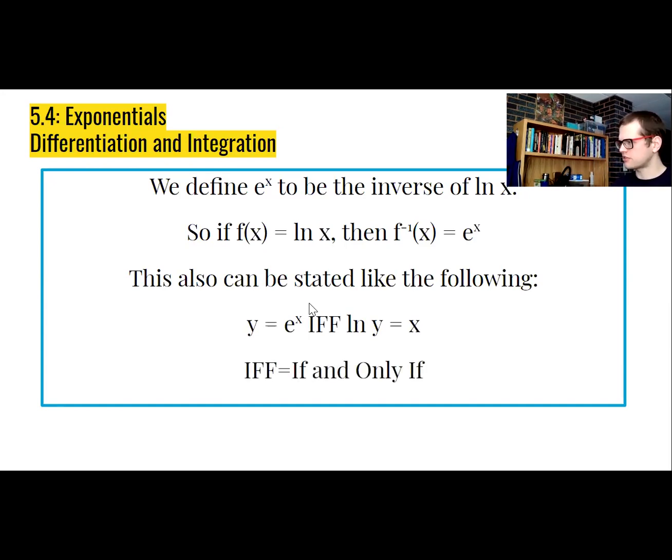Remember, I mentioned this a couple times, but iff is if and only if. It means that if y equals e to the x, then natural log of y equals x is true, but also the reverse is true. If natural log of y equals x, then y equals e to the x. So if you can say if-then statements both ways, you can just put if and only if in the middle. Fun logical facts for you in the morning.